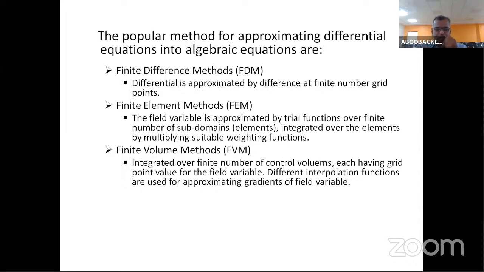So after defining that, that equation will be integrated over that control volume. And between the adjacent control volumes, the field variable can vary. That variation can take different shapes, linear, second order, third order, etc. And when we integrate, some derivatives of the field variables will also exist, and those will be approximated using suitable functions. All the three methods are different, but the objective is to convert the differential equations into algebraic equations.